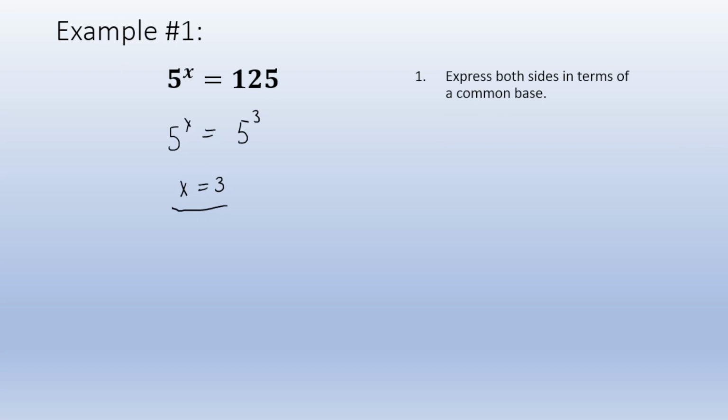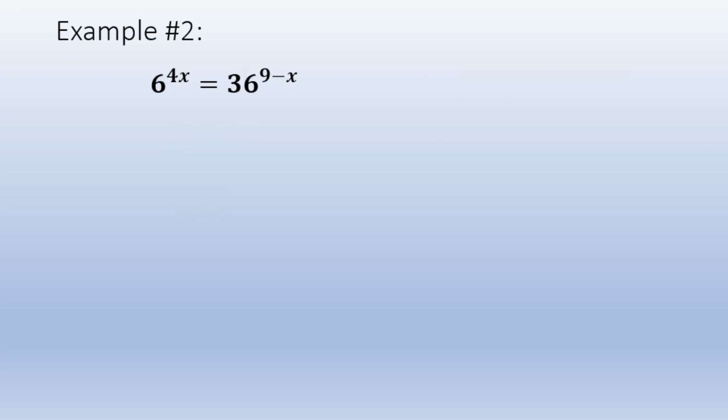Let's get into something that's a little bit more challenging. So for our second example, we have 6 raised to the power of 4x equals 36 raised to the power of 9 minus x. So once again, we want to express both sides in terms of a common base. We can see that on the right side, 36, the base, can be expressed as a power of the base on the left side, which is 6. So 36, that's 6 squared raised to the 9 minus x power.